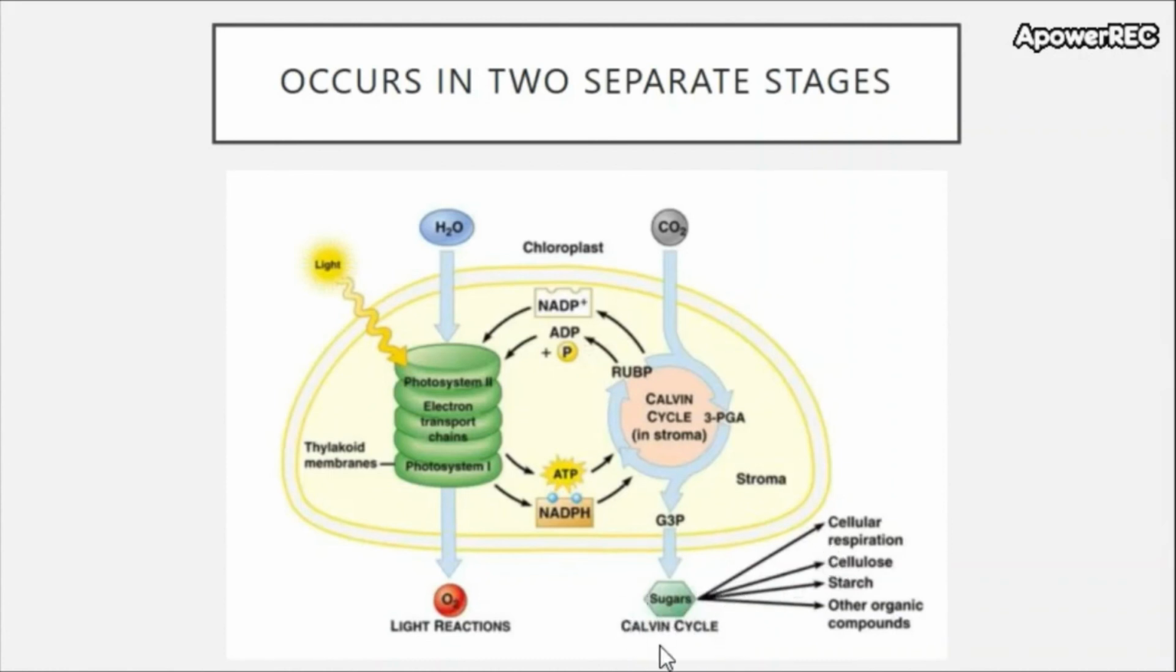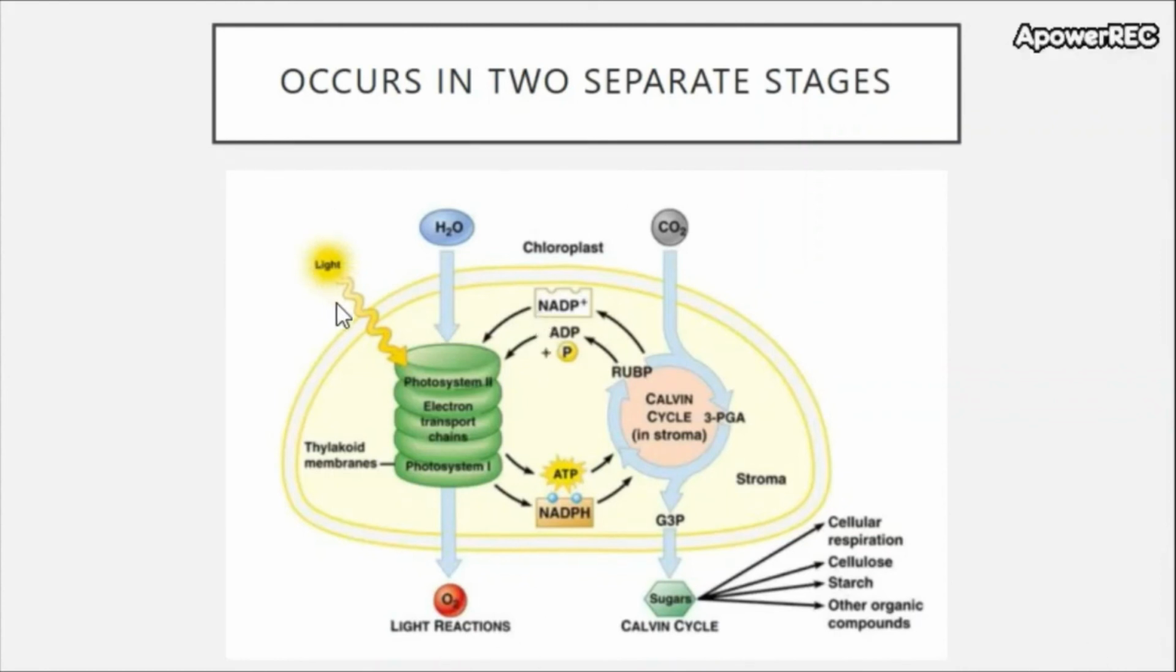And so these are the organic compounds that are used by fixing our CO2. And this is the second stage of photosynthesis, where we take our energy and our electrons and we use that to build other more complex compounds such as glucose, to be used in cellular respiration, cellulose, starch, other organic compounds.